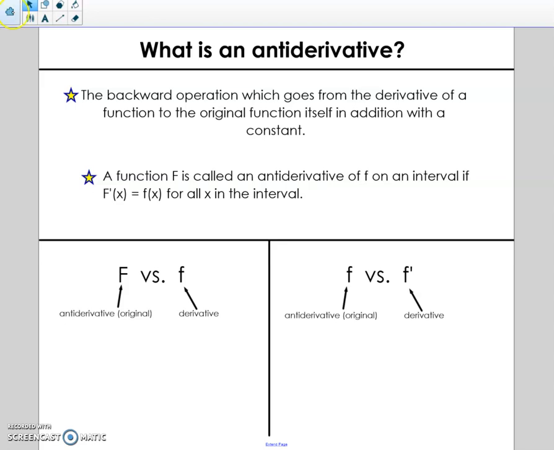There are two types of notation that we could see. The one on the right here we're kind of used to seeing, where f prime is the derivative and f is the antiderivative, and notice that they are lowercase. But you can also have a lowercase f that refers to the derivative, and the capital F would refer to the antiderivative, or the original function. So just be aware of the notation.